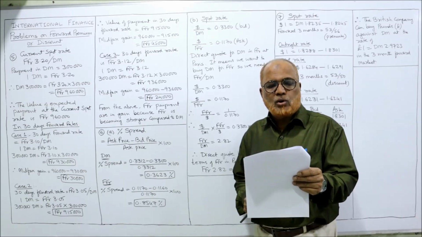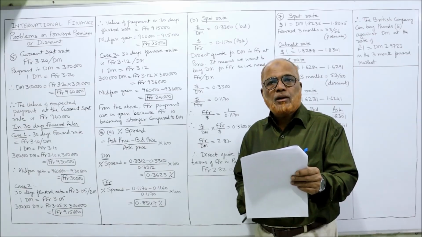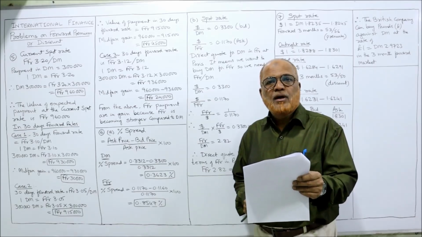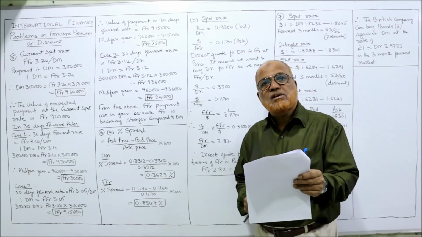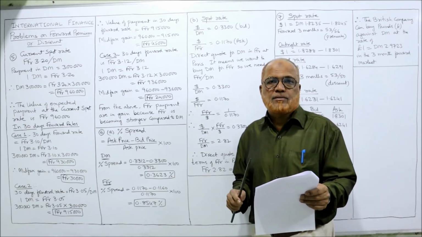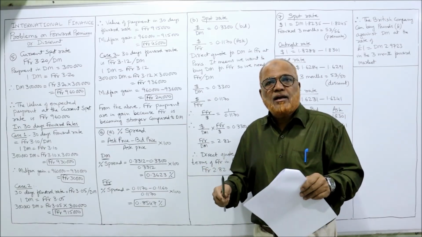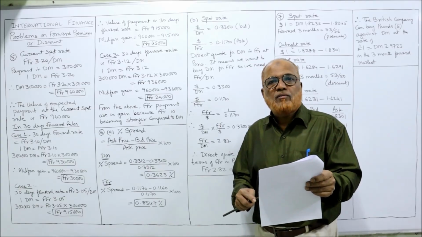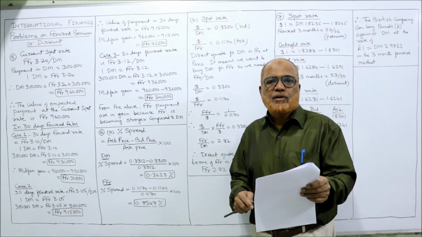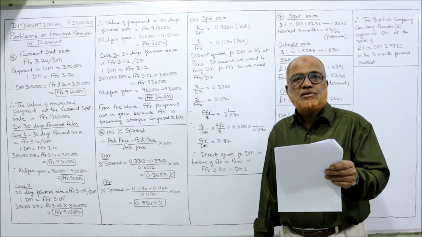Similarly, FFR is equal to $0.1160 by 70. That means dollar per FFR is bid rate 0.1160 and ask rate 0.1170. Remember, always bid rate will be lower than the ask rate. Bid rate is the buying rate and ask rate is the selling rate. That means the dealer is buying at 0.1160 and selling at 0.1170. Right? Now the question is, calculate bid ask percent spread.